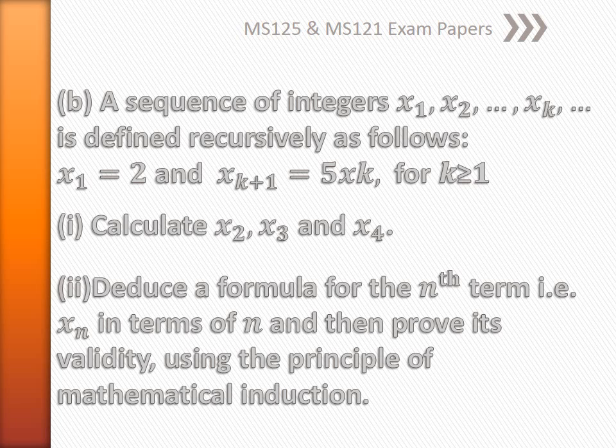A sequence of integers x1, x2 all the way up to xk is defined recursively as follows: x1 equals 2 and xk plus 1 equals 5xk for k greater than or equal to 1. For part 1 we must calculate a value for x2, x3 and x4. For part 2 we must deduce a formula for the nth term, i.e. xn in terms of n, and then prove its validity using the principle of mathematical induction.